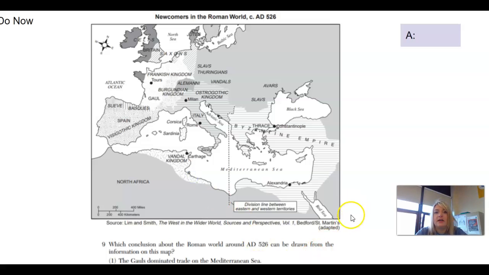All right, so our do now is we have a map, newcomers in the Roman world, AD 526. You're going to look and analyze the map, look at all those lines, look at all the labels, and you're going to determine which of the four options at the bottom of your screen are accurate, which conclusion can be drawn from the map. So go ahead and pause your video and answer that question.